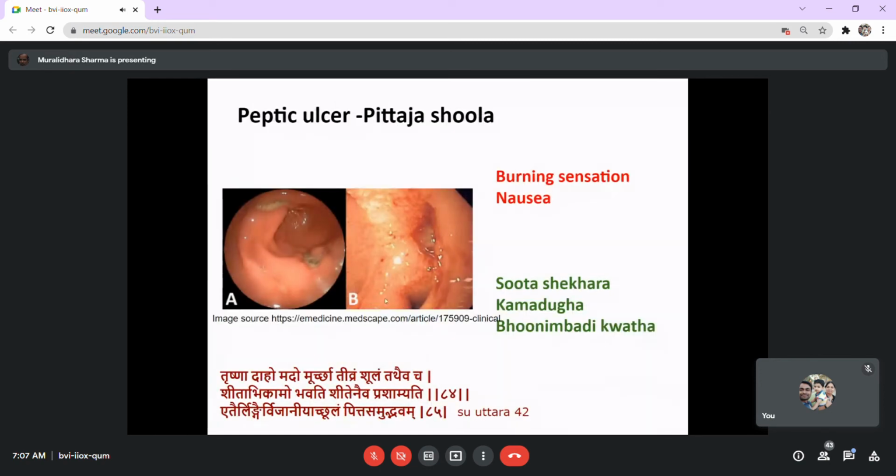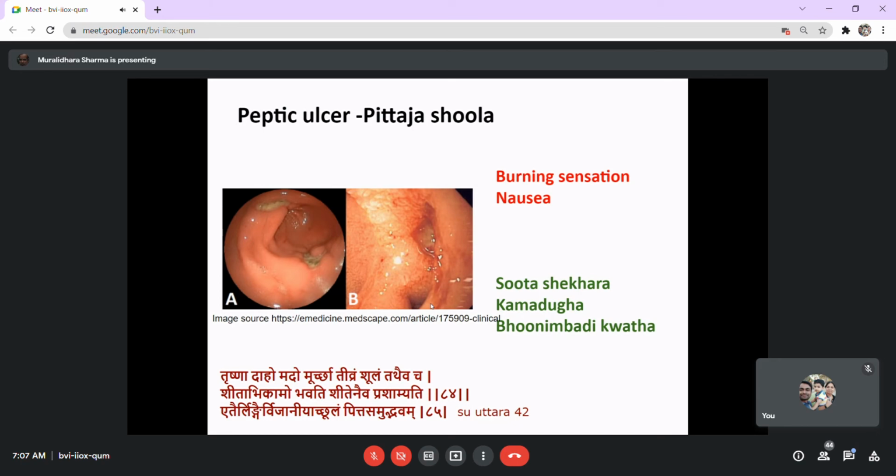Whereas, if there is a deeper peptic ulcer, and the ulcers are deeper, and you see slough material, or what we call H. pylori infection. In the case of the duodenum, we will see rough, membrane-like lesions. Then the patient would have more burning sensation or at times vomiting. Pitta lakshanas are commonly seen in that condition, and these are typical Pittaja Shula lakshanas.